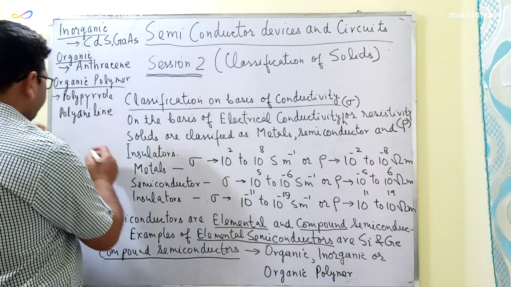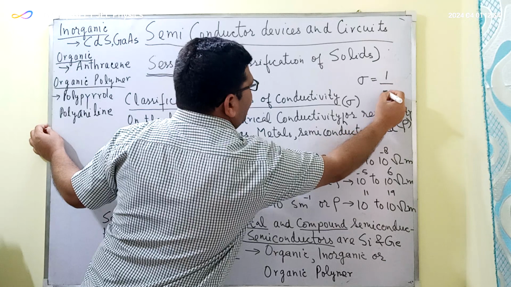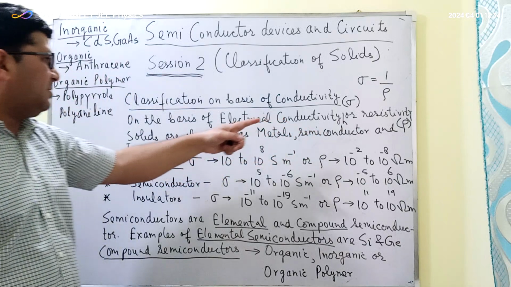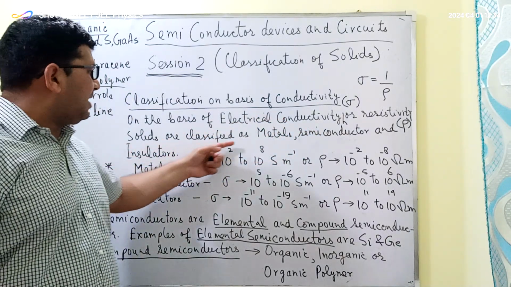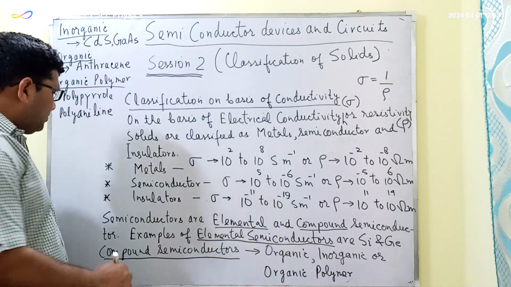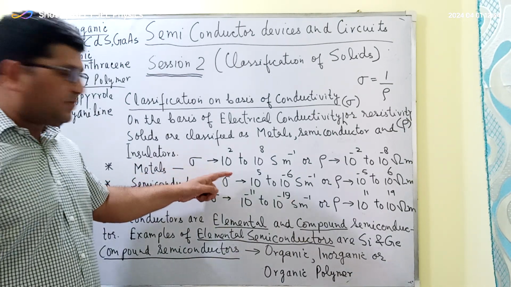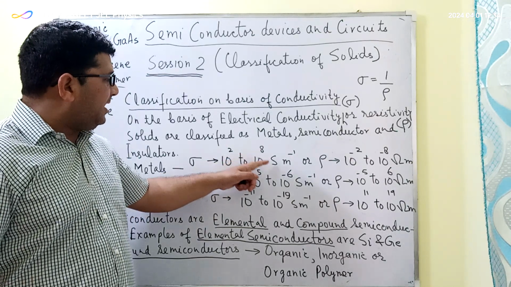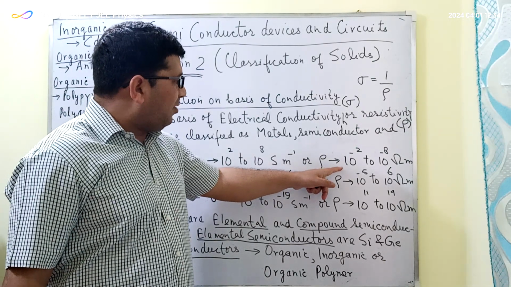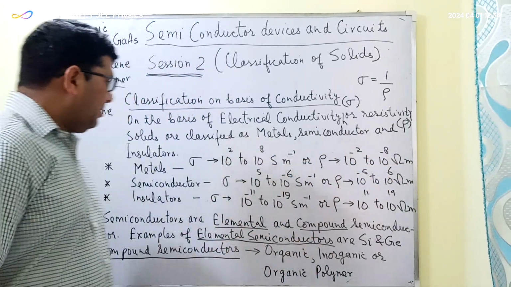And we all know that this conductivity is the reciprocal of resistivity. Okay? So on the basis of electrical conductivity or resistivity, the solids are classified as metals, semiconductors and insulators. In the case of metals, the electrical conductivity ranges from 10 to the power 2 to 10 to the power 8 Siemens per meter, or we can say that their resistivity ranges from 10 to the power minus 2 to 10 to the power minus 8 ohm meter.